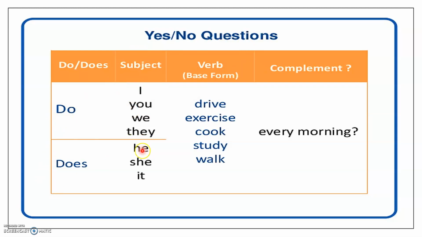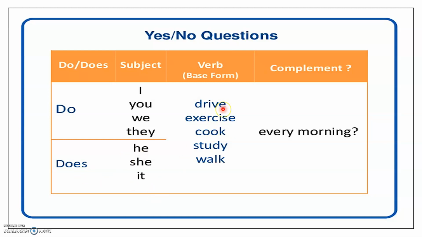So for example, if I have a singular subject like she, he, it, we need to start the question with does. Does she drive every morning? Make sure that after the subject, we need to have the base form of the verb because we started the question with do or does. So do they exercise every morning? For example, yes, they do, or no, they don't exercise every morning.